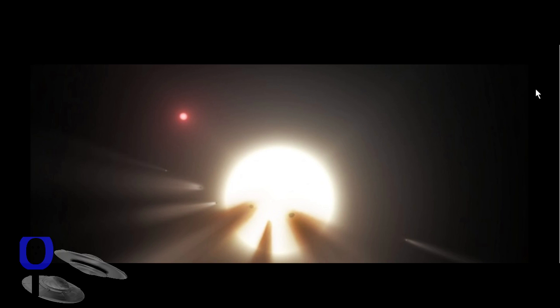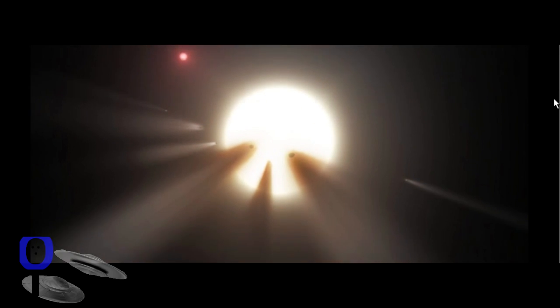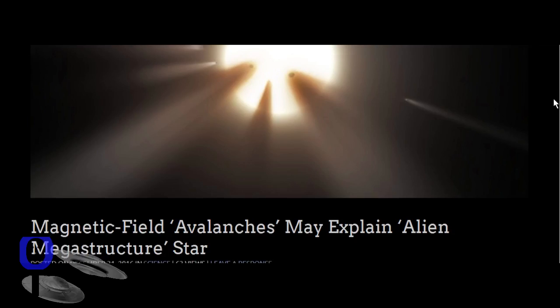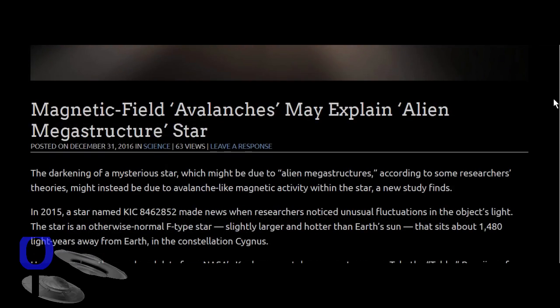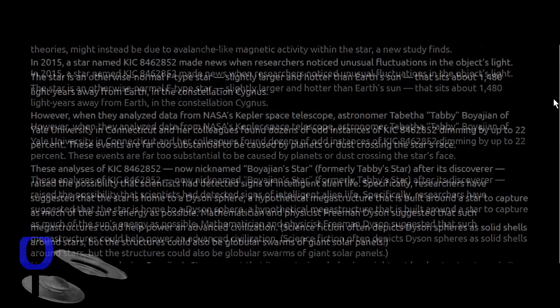Here's a news item from space.com revisiting the Tabby star again, about how it could be dimming using avalanches within the sun.